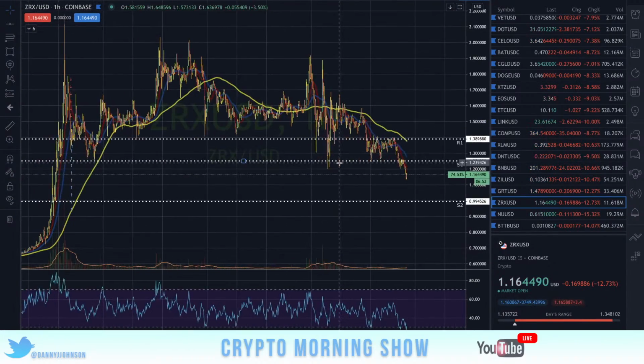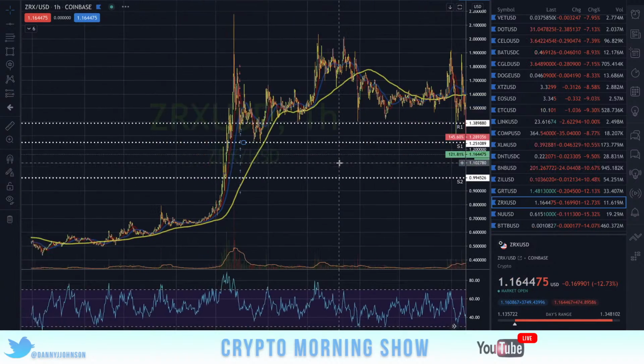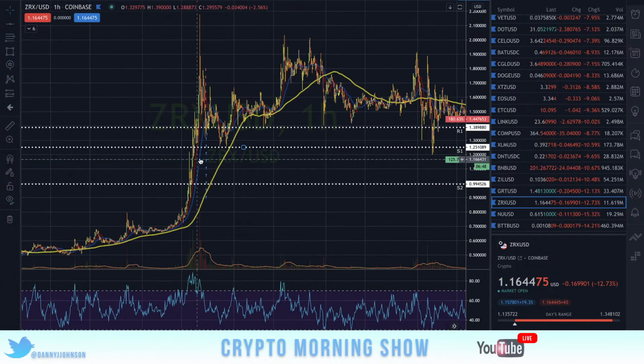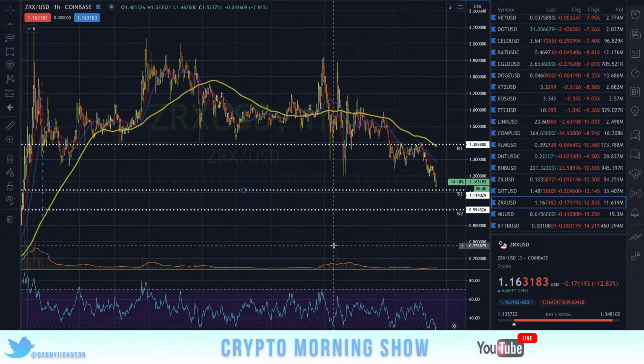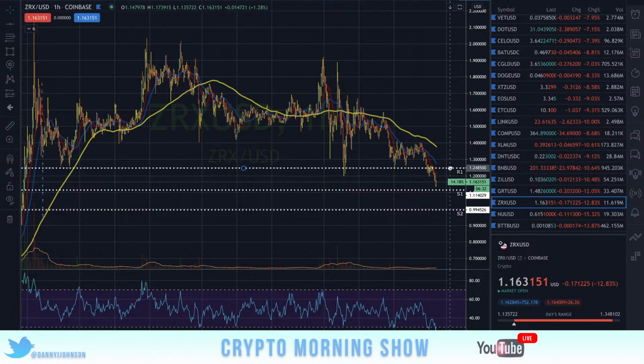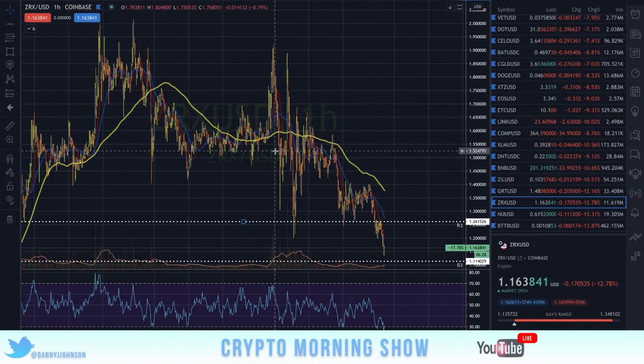Nope, we got to go lower. Here we are. There we are. Support at 1.11, 1.114. Resistance is going to be at the 1.26.